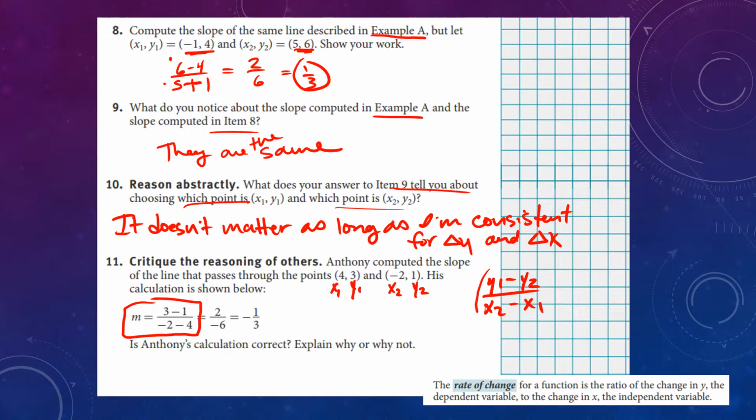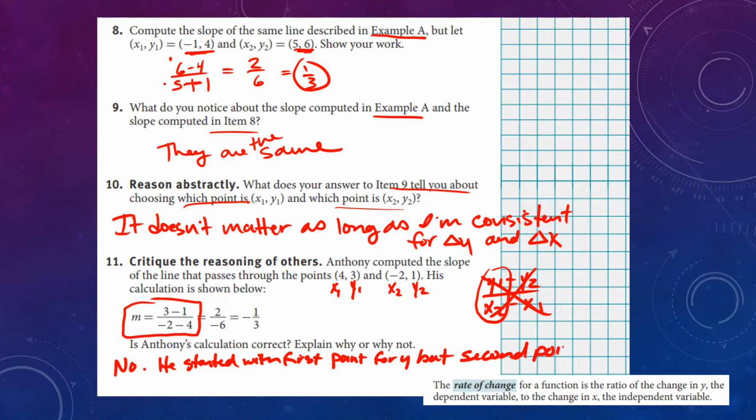And that is exactly what won't work. You can't start with the 1's for the y's and the 2's for the x's. So that won't work. So no, he's not correct. He started with the first point for y, but the second point for x. And Anthony isn't alone. That's a very common mistake. So he should have done, if he did 3 minus 1, then he should have done 4 minus negative 2, which would be plus. So he'd get 2 over 6, which is 1/3.